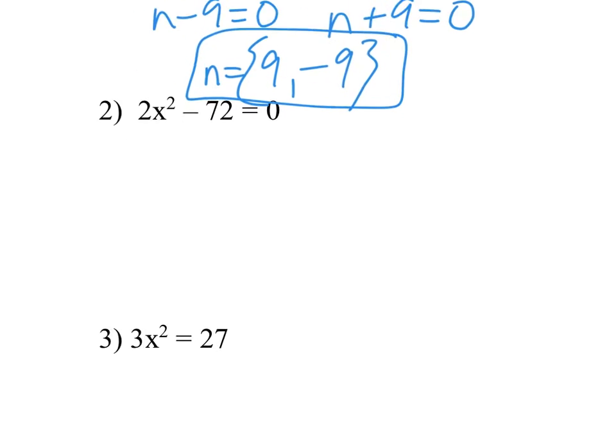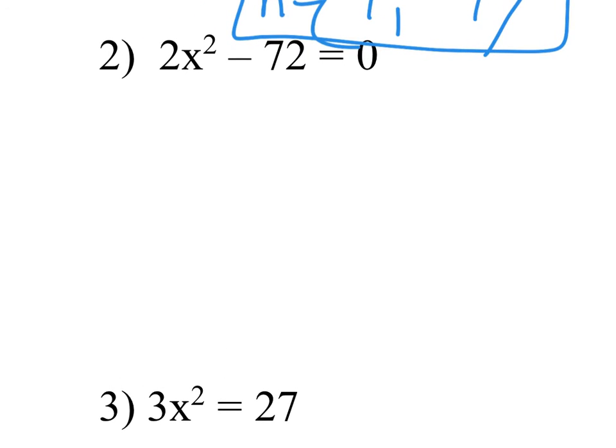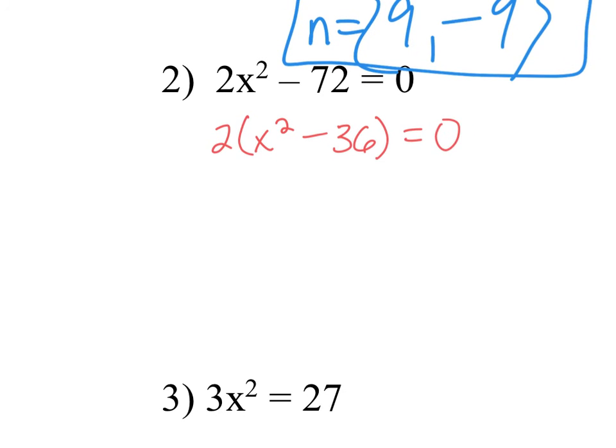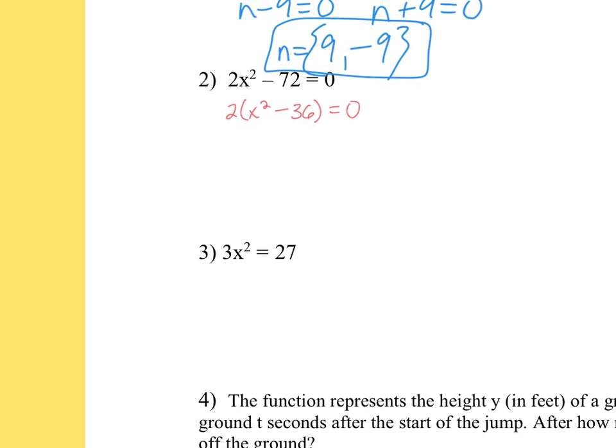All right, number 2, do those have a GCF in common? Well, first off, everything's set equal to 0. So now I look, do they have a GCF in common? 2x squared and negative 72? Look at the numbers, 2 and 72. 2 will go into both of them. And what's going to be left? x squared minus 36. Good. Finish it from there. And then go ahead and do number 3 as well.